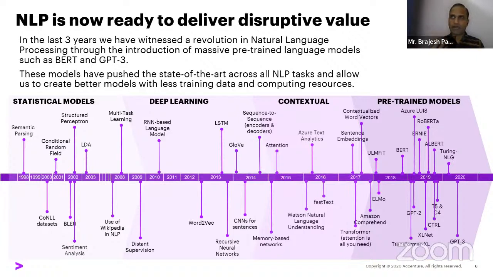We use the Python language and R language to build this statistical model: semantic parsing, conditional random fields, structured perceptrons. Once we have the statistical model, the next phase is deep learning. What is deep learning actually?